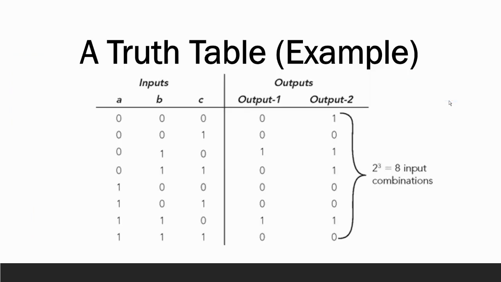Generally, to construct a truth table, we can determine the number of rows based on the number of inputs. Since each input could be either 0 or 1, one input needs 2 rows. 2 inputs need 4 rows. 3 inputs need 8 rows. And n inputs need 2 to the power of n rows. In this example, there are 3 inputs A, B, and C. Therefore, there should be 8 rows for the 8 possible combinations of the 3 inputs.